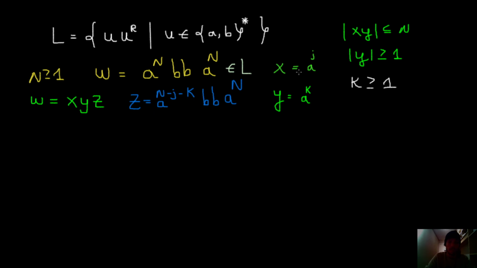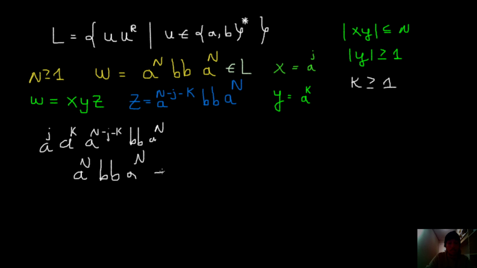It is not complex to see that when we concatenate x, y, z, we have a raised to j, which is x, we have a raised to k, which is y, and then we have a raised to n minus j minus k b raised to n. Keep in mind that they have the same base, so if we are concatenating them, this plus with this minus gets cancelled, this plus with this minus gets cancelled, and at the end we have a raised to n b raised to n, which is precisely w.